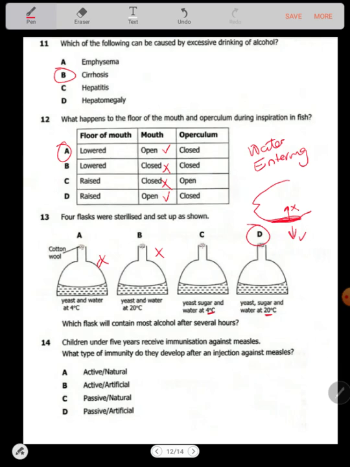It's active because you are receiving the dosage directly, and they are being introduced in the naturally occurring what? Antibodies. So the antibodies are being introduced in the body directly. And that's what we call the active natural type of immunity.